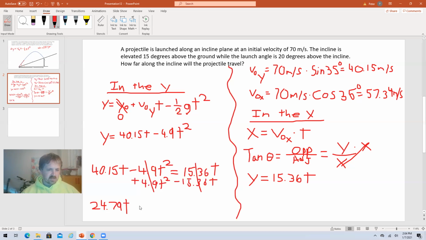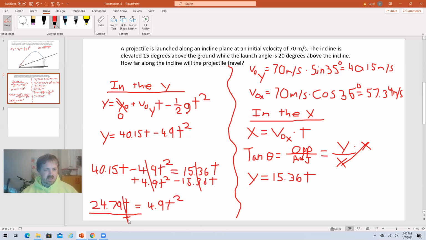79t, and that's going to be equal to, of course, 4.9 t squared, right? Okay. So you can kind of see where this is probably going, right? The next thing we can do is divide both sides by t. If I divide both sides by t, I'm running out of room here a little bit. Let's see if I can draw down there.